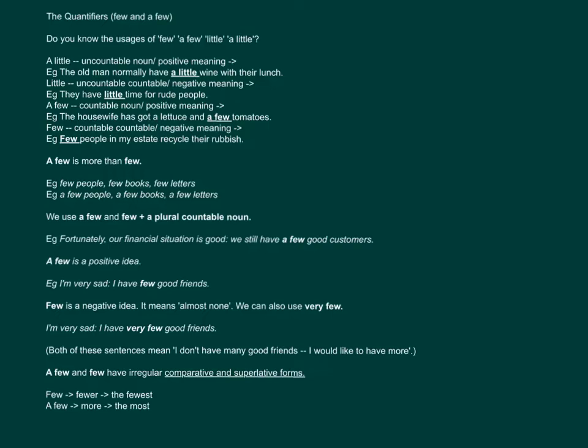A few, countable noun, positive meaning. For example, the housewife has got a lettuce and a few tomatoes. Few, countable, negative meaning. For example, few people in my estate recycle their rubbish. A few is more than few. For example, few people, few books, few letters. For example, a few people, a few books, a few letters.